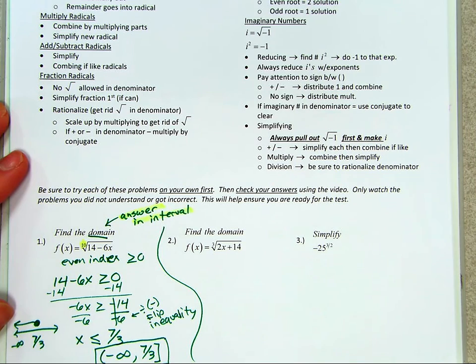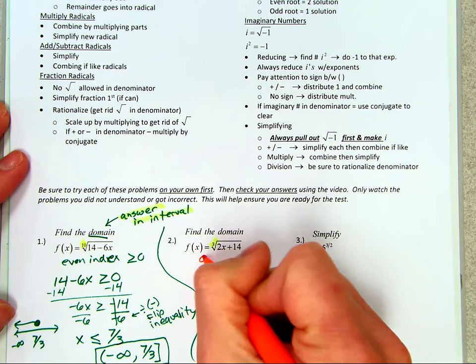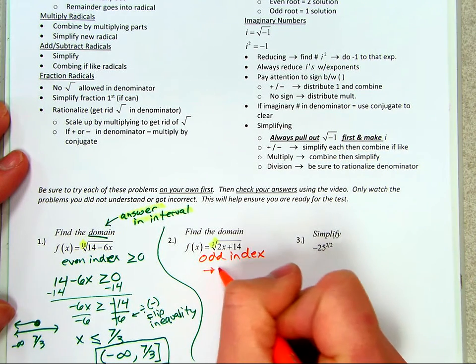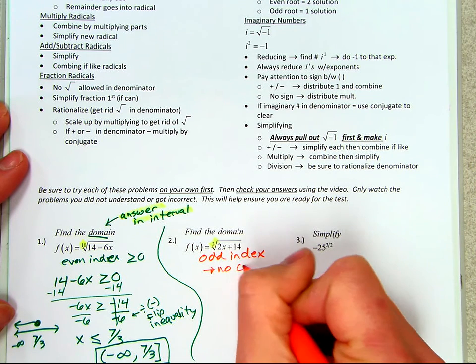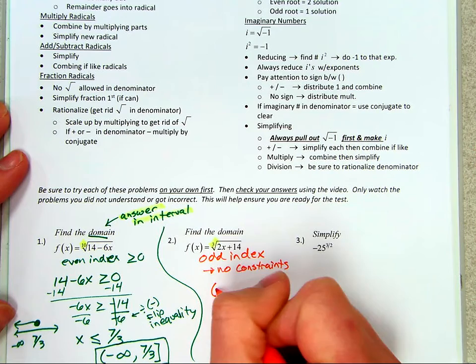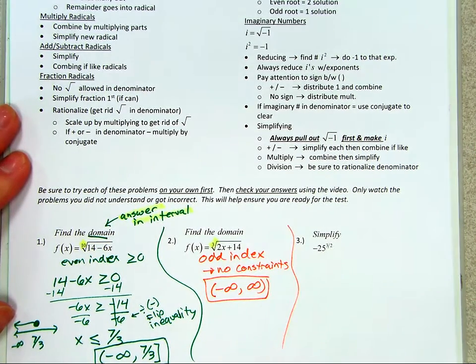Okay, looking at the next problem, here you should see that I have an odd index. If you have an odd index, there are no limits. There are no constraints on the variable because you're allowed to have negatives and positives. So your answer is everything from negative infinity to positive infinity.